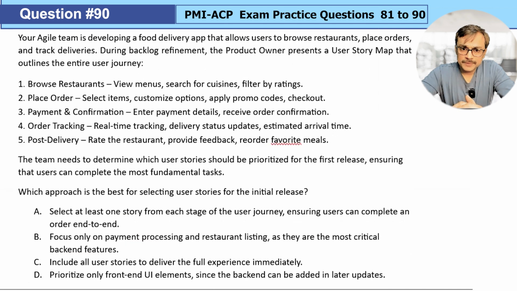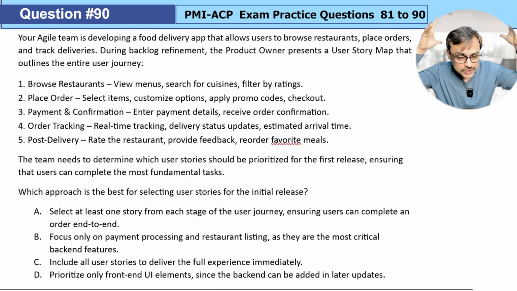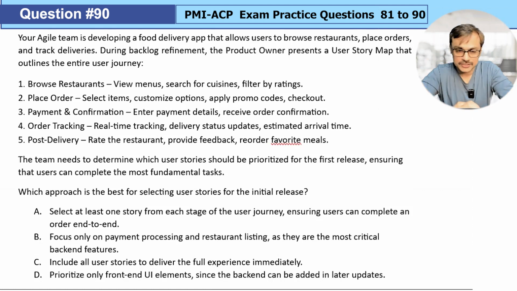Question number 19. Your Agile team is developing a food delivery app that allows users to browse restaurants, place orders, and track deliveries. During backlog refinement, the product owner presents a user story map that outlines the entire user journey. So you should visualize the user story map in your mind as soon as you get this question.